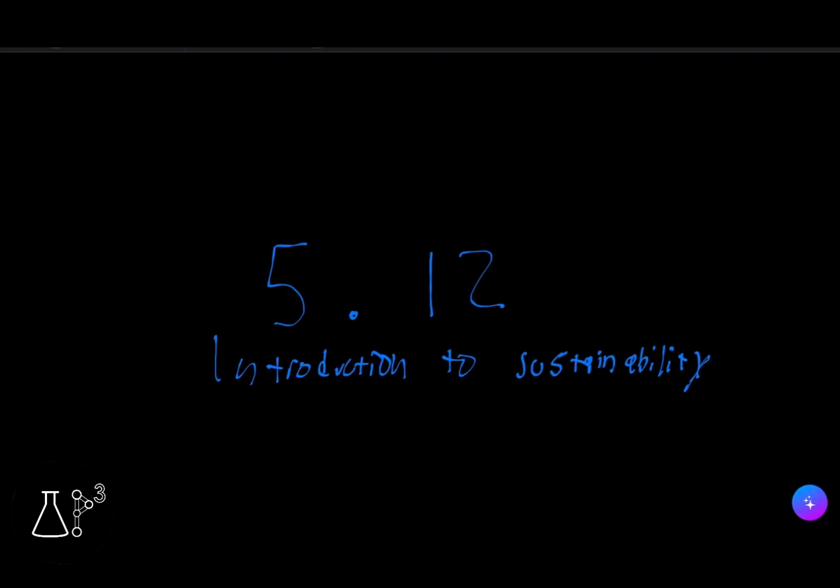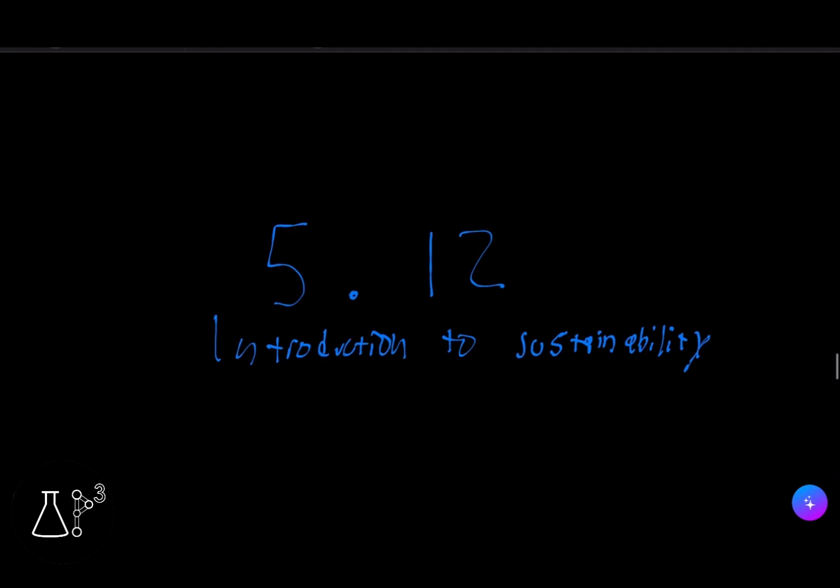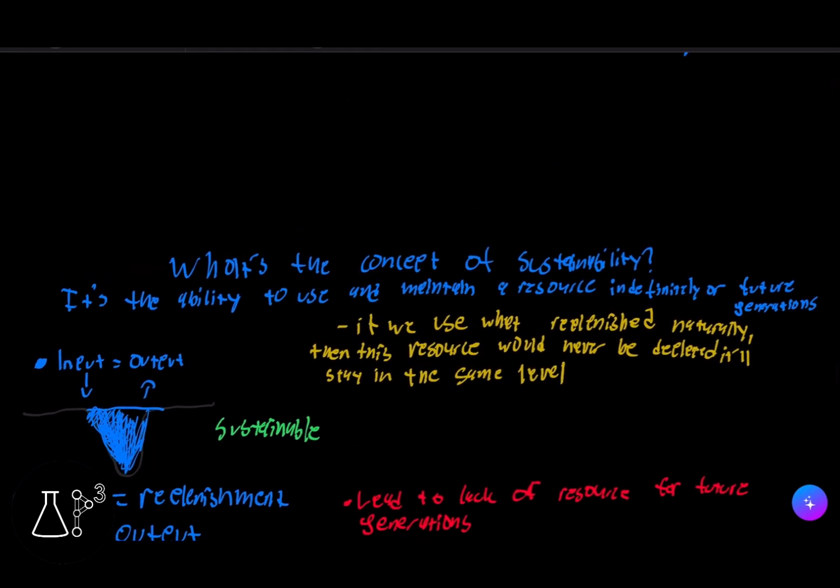In today's video, we'll be going over AP Environmental Science topic 5.12, Introduction to Sustainability. So first, let's go over the concept of sustainability. Basically, it's the ability to use and maintain a resource indefinitely or for future generations. And we have three examples going over sustainable, unsustainable, and wasteful. So let's get into it.